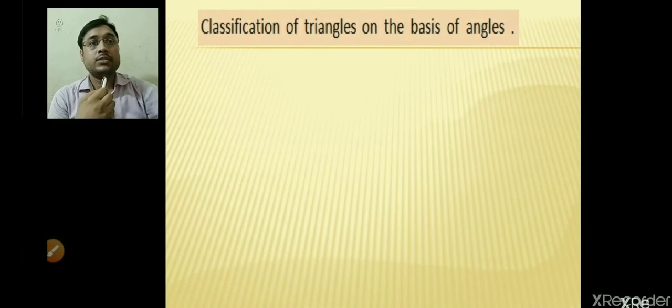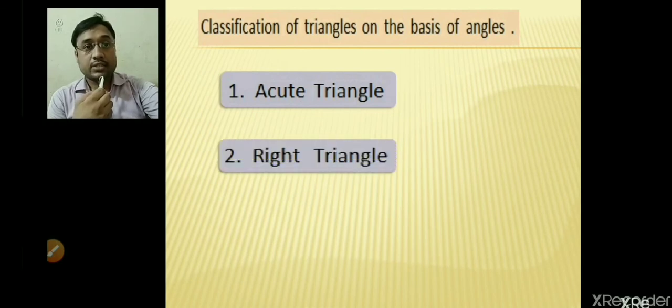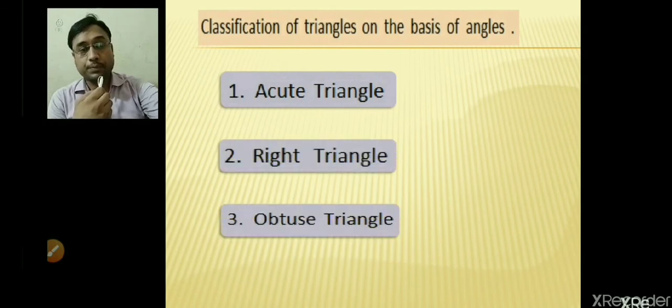Now, classification of triangles on the basis of angles. First we can say acute triangle, second is right triangle, third is obtuse triangle.